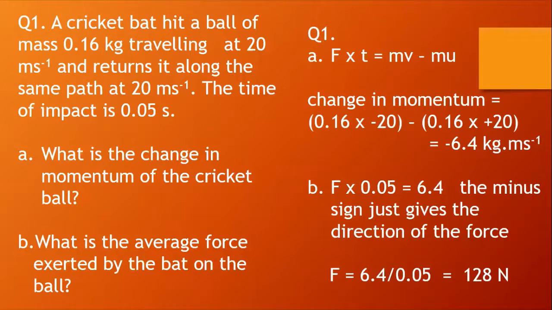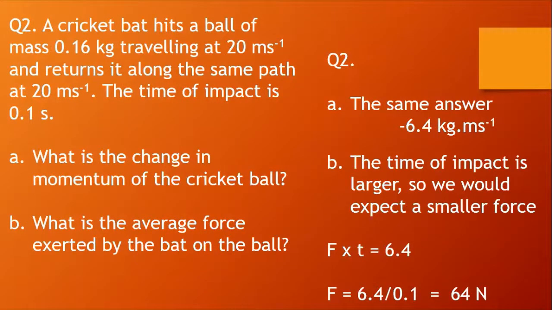Now, for part B, force times time equals change in momentum. I've indicated again that the minus sign just gives the direction of the force, and that force works out to be 128 newtons, which is quite large. Now, just look, the time of impact here is 0.05 seconds.